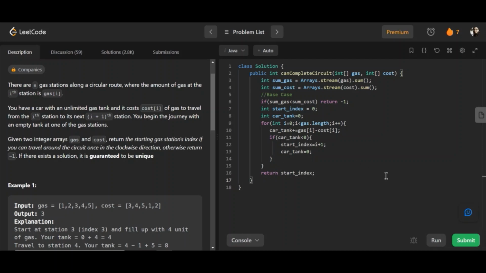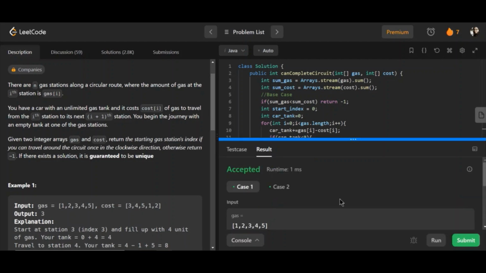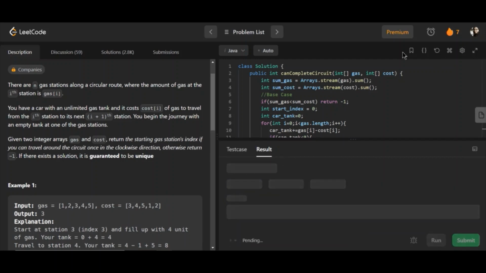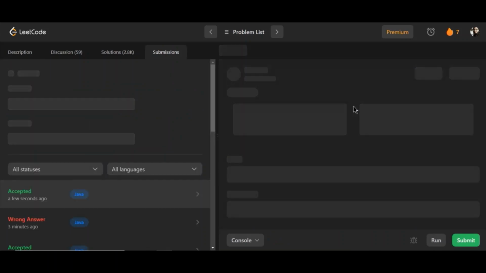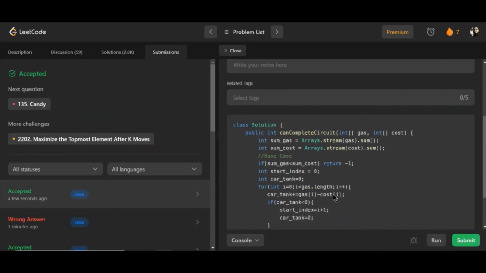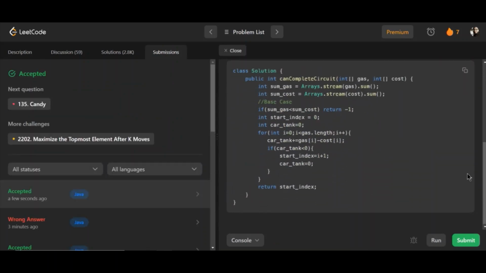Okay, that's it. Let's run the code. Yeah, the 2 test cases ran successfully. Let's submit it. And yeah, it got submitted. All the test cases ran successfully. So yeah, this is how we solve this problem.